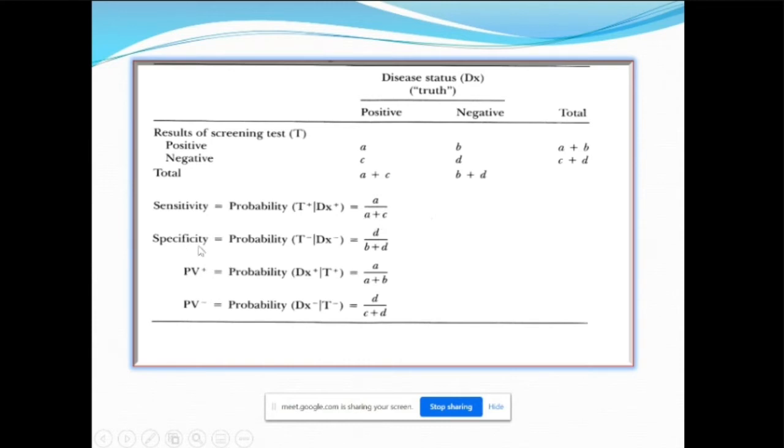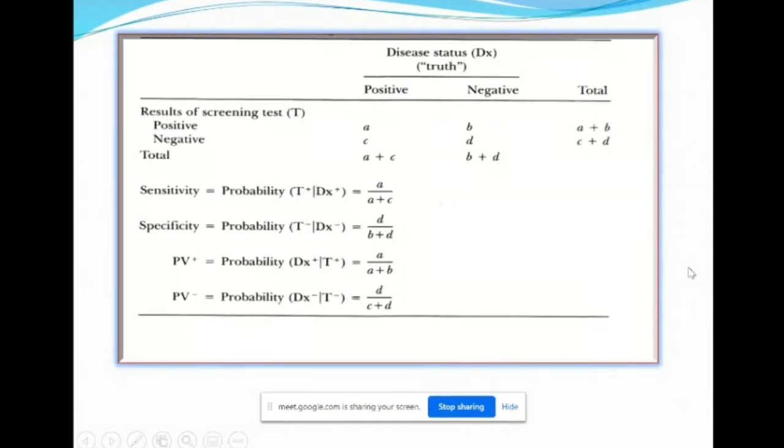Specificity, on the other hand, is the probability of the test to screen negative when the disease is not present. And it is measured by dividing. So we will continue with this table of how to measure sensitivity and specificity, and also the predictive value of a positive screening test and predictive value of a negative screening test.